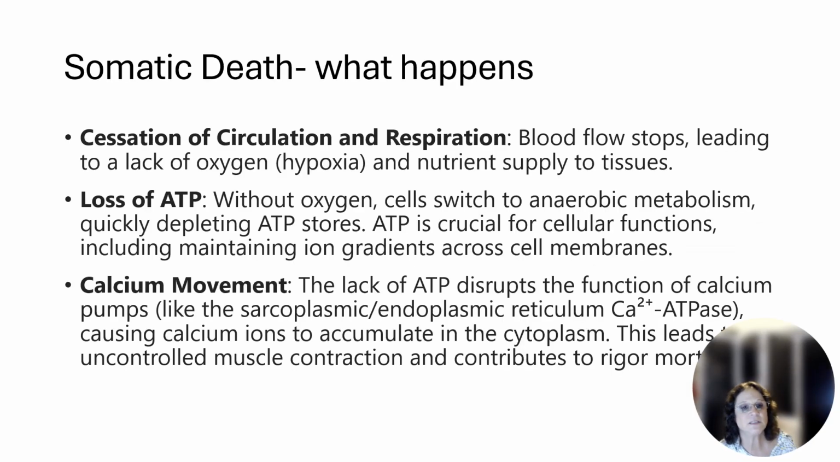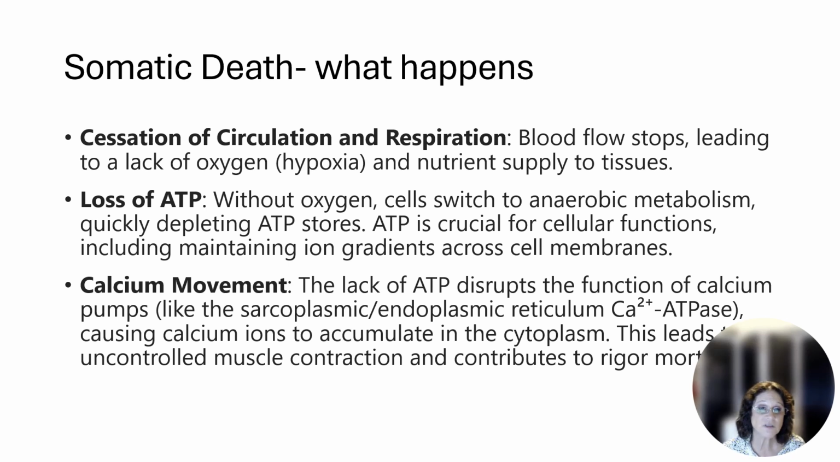Somatic death. So what's basically happening here? Well, we have a stop in circulation and respiration. So blood flow stops. We end up with hypoxia, no oxygen, so basically anoxia. And we lose our supply of nutrients to the tissues. So that means we can't make ATP. Without the oxygen, cells switch to anaerobic metabolism. They go through all of their ATP stores, which of course is important for cells to be able to function and to maintain those ion gradients from the sodium-potassium pump across all the cell membranes.